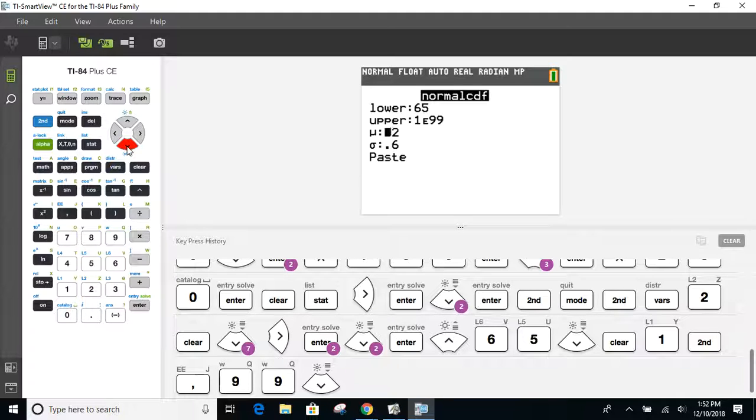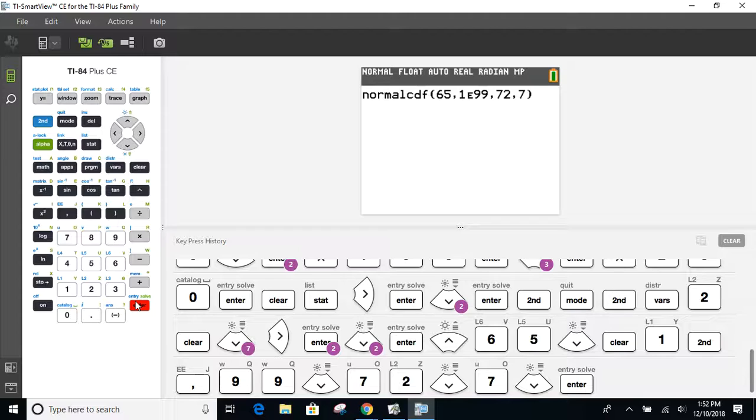Guys, help me out. What's the mean that tells you in this problem? 72. And what's the standard deviation? 7. There it is. Now you guys that don't have this screen, do you have this screen that says normal CDF, asking you to plug something in here? Because if you have this one, now you have to type in on your own 65, comma, 1E99, comma, 72, comma, 7. So you guys that didn't have that screen I had up before, you have to make sure you remember lower, upper, mean, standard deviation goes in.